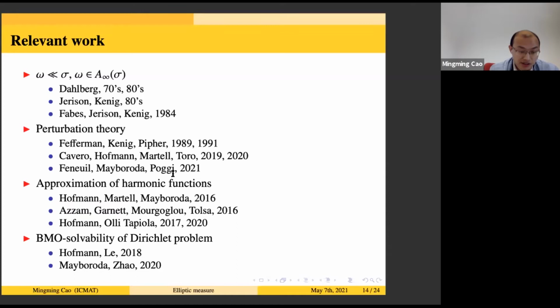In another direction, UR is also related to the approximation of harmonic functions. Hofmann, Mourgoglou, Tolsa, and others obtained some excellent results. And finally, BMO solubility of the Dirichlet problem was also studied. Hofmann and Le studied the non-connected case. Mourgoglou and others established a result on lower dimensional sets.